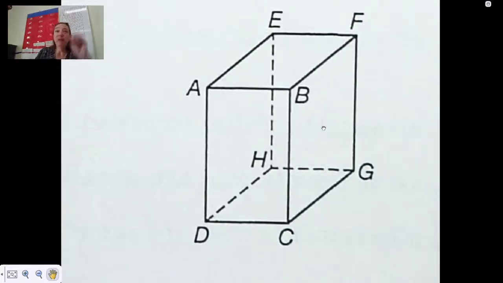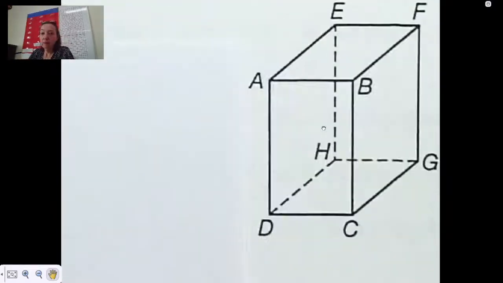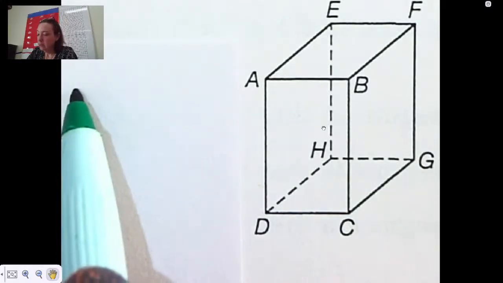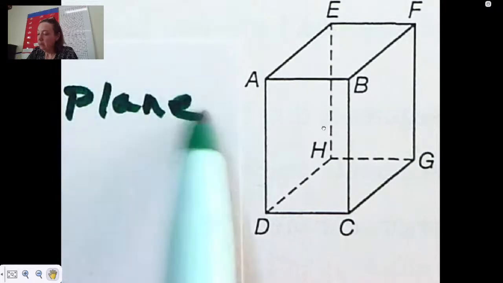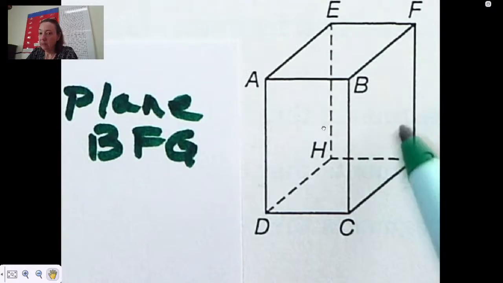Now let's talk about how we name it. So to name that plane, we need 3 letters. Pick 3 letters. BFG. Does that work? Could we name that plane BFG? So we could name it plane BFG. That's this guy right here, right?